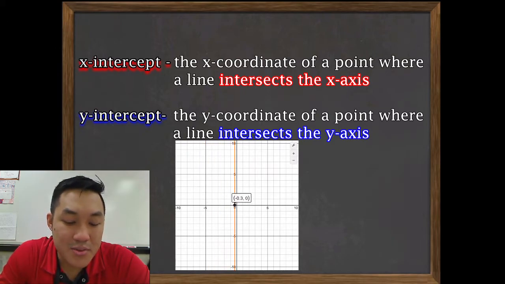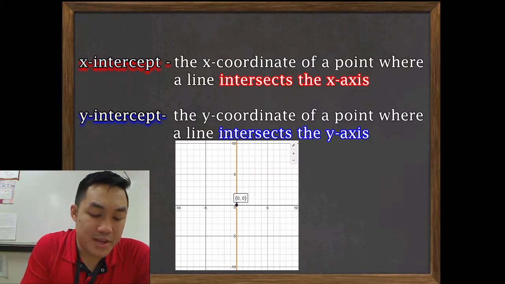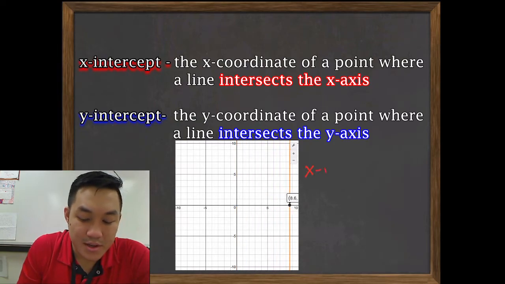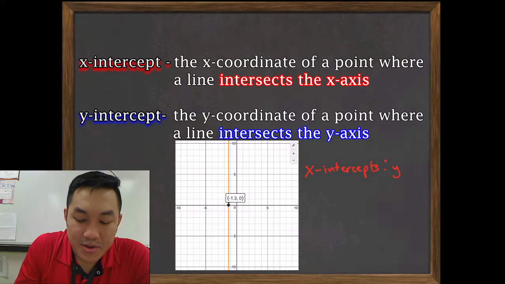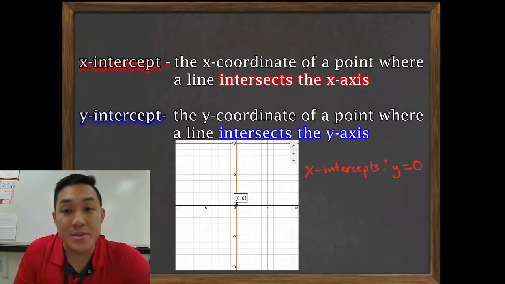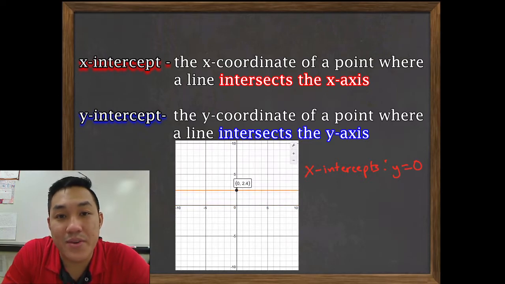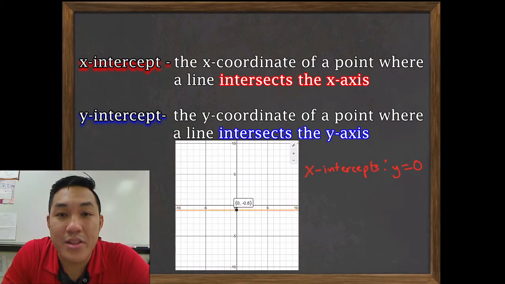So just a way to remember this, x-intercepts are always when y is equal to 0. And vice versa when you've got y-intercepts. Your y-intercept is where that line crosses the y-axis, but notice all the coordinate points are 0 for the x.